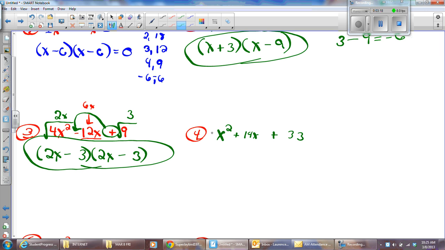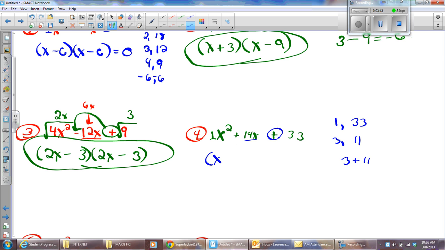Okay, number 4, same type of problem. It's a trinomial. Lead coefficient's 1. There's no GCF. List the factors of 33. 1 and 33, 3 and 11, and I think that's it. I don't think anything else goes into 33 evenly. So there's a plus in the back. I'm going to add 2 of these factors to get 14. Well, I have to do 3 plus 11.